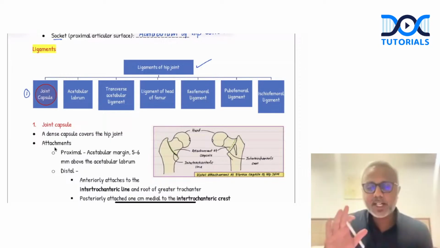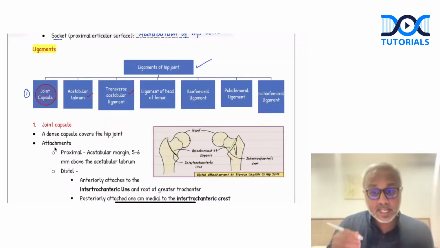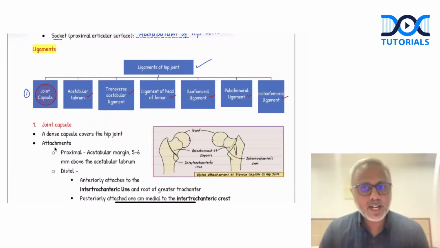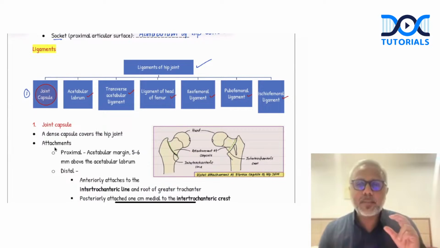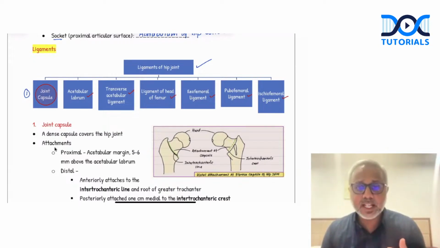So the hip joint has a joint capsule, then the acetabular labrum, transverse acetabular ligament, ligament of the head of the femur, and the iliofemoral, pubofemoral, and ischiofemoral ligaments. Once we have listed these ligaments, try and explain them briefly, because if you just name the ligaments, possibly you will get 1 mark for it, not the full mark. Usually, ligaments will be asked for 3 or 4 marks. So how do we explain the ligaments?